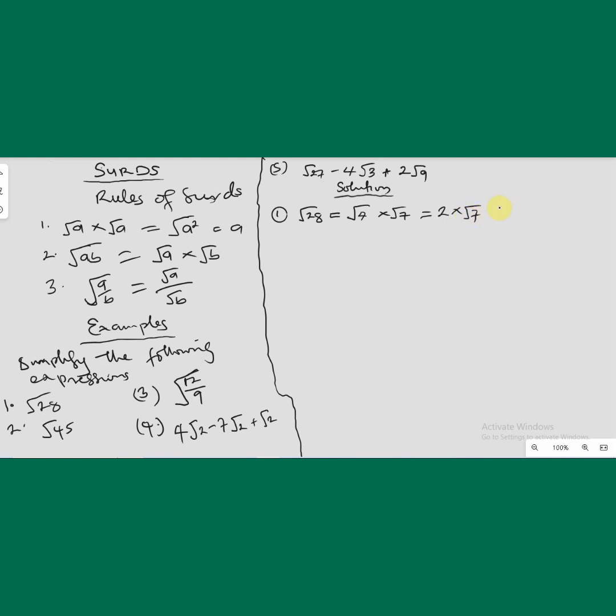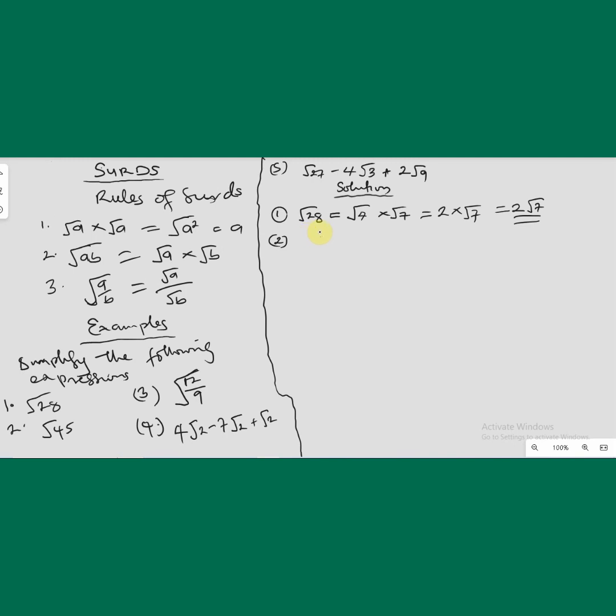2 times surd 7. Remember, you multiply surd by surd, number by number. So this is going to be, you can't say 2 times 7, because 2 is no longer a surd. So now this is going to be 2 surd 7. This is the answer.